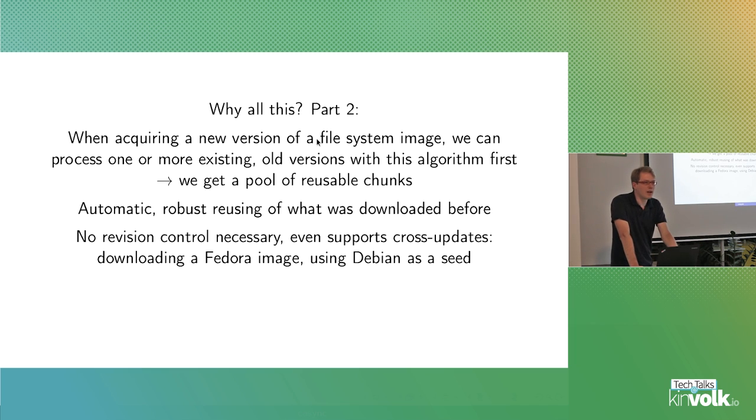This is excellent because Debian and Fedora, for example, are very similar systems. With casync, you can actually do cross updates. You can use a Debian image as a seed and generate a Fedora image from it. It will, of course, be able to reuse much less because of a different compiler and things like that. But it will still be able to reuse a lot of data. For example, time zone data is a huge blob that is actually the same on all systems. Even though Fedora and Debian don't have a common history in any way, casync doesn't care. It will take whatever it can.